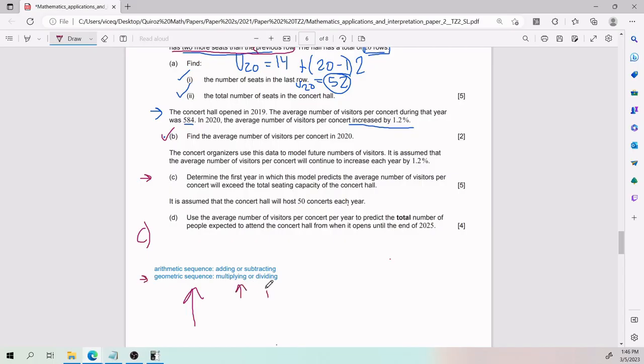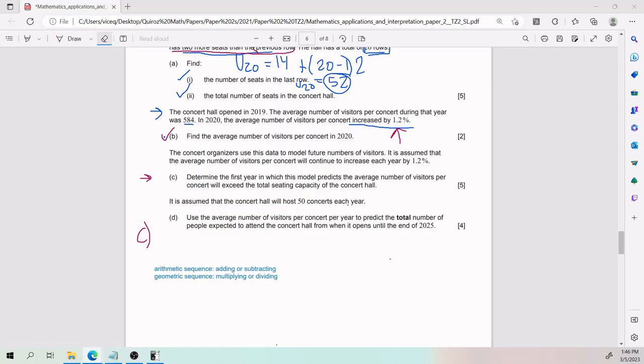Are we multiplying or dividing? We are technically multiplying here because it is increasing by 1.2% each time. See, we're not adding by a flat amount. A flat amount would be adding or subtracting. Here it's not a flat amount. It depends on the last year. So we are talking indeed about a geometric sequence.